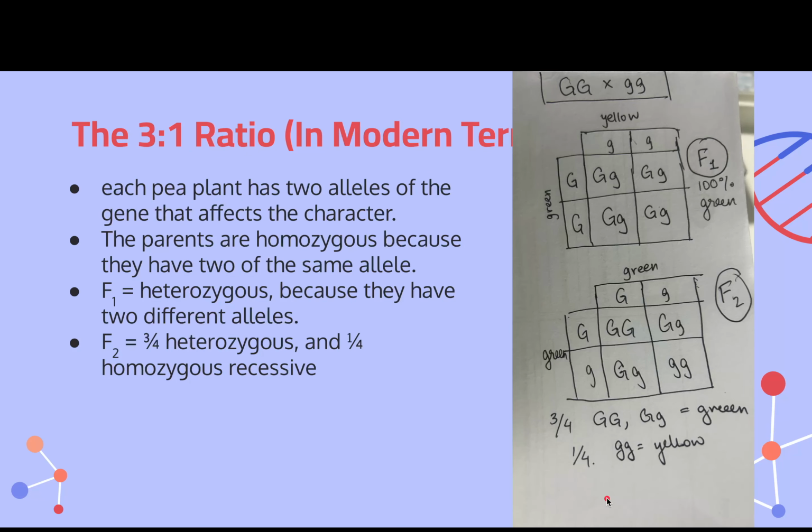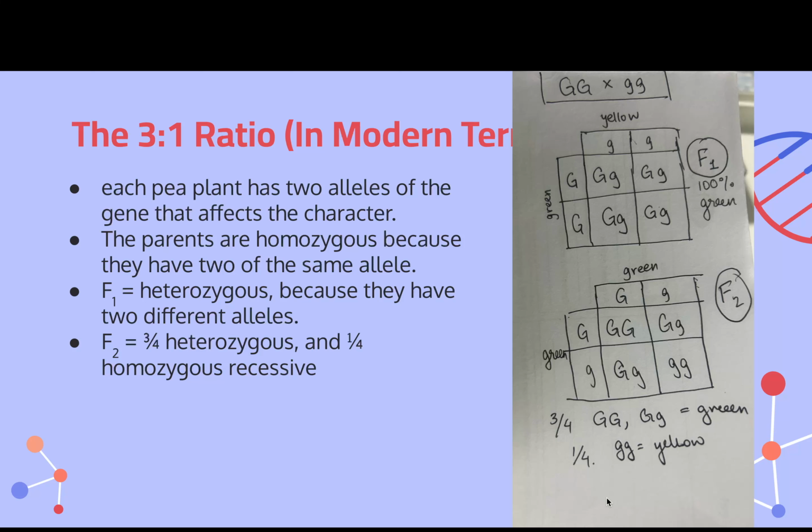Now, we talk about the 3-to-1 ratio in modern terms. I drew this based on, we talked about this last year, no, in the May session, when someone wanted a visual representation. It's not the best drawing, but it works out. It's two Punnett squares, which show how it works.